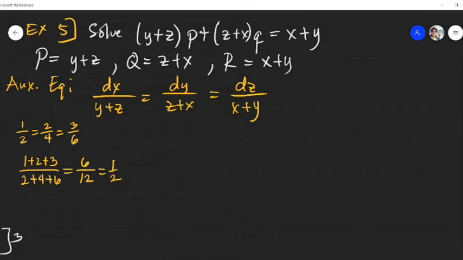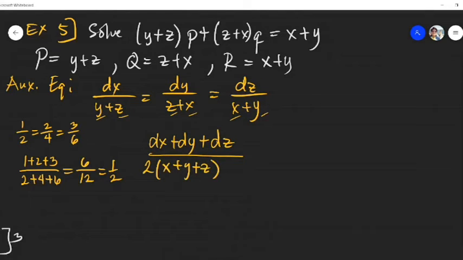Okay, so why not make another set of auxiliary equations that is just equivalent to their ratios. So we can just add the numerators: we have dx plus dy plus dz. Over the addition of the denominators, we have y plus y is 2y, z plus z is 2z, x plus x is 2x. So we have a multiple of 2 of x plus y plus z.